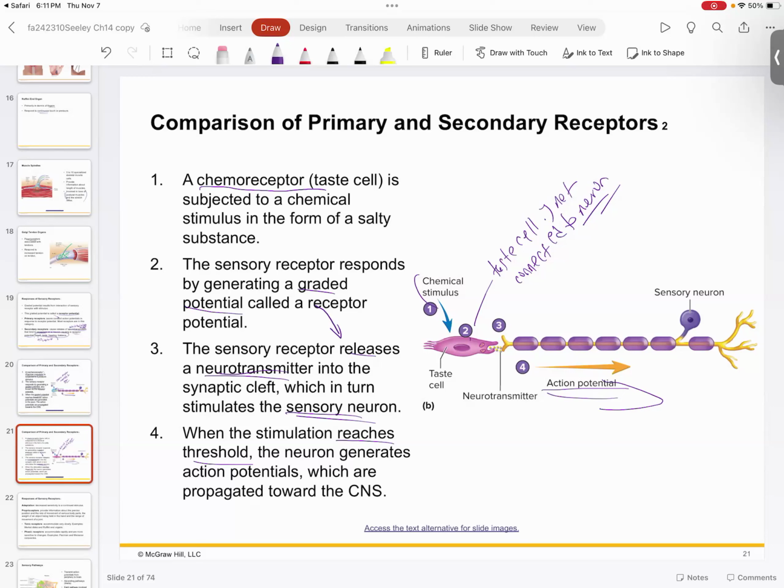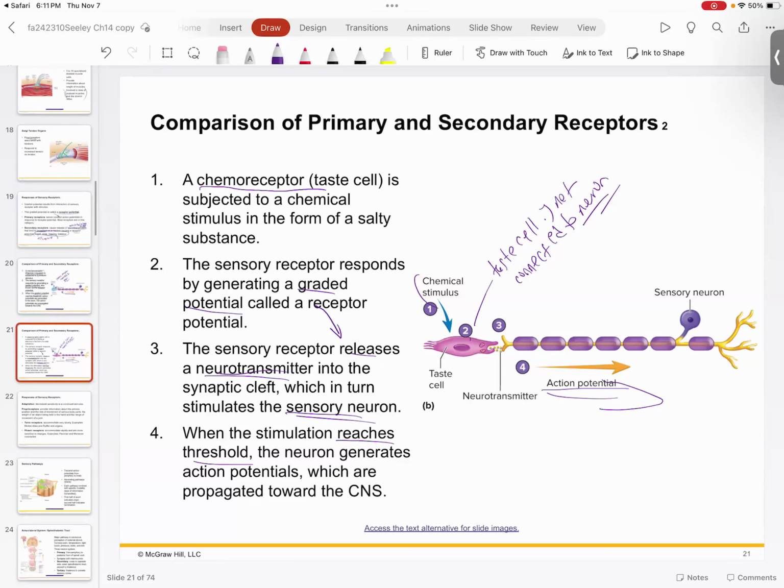So it's just basically how you have your receptors set up. Either your receptor will be directly tethered to the axon, in which case it can directly fire that axon off, or the receptor will be disconnected from the axon, in which case it has to communicate that to the axon through a neurotransmitter.